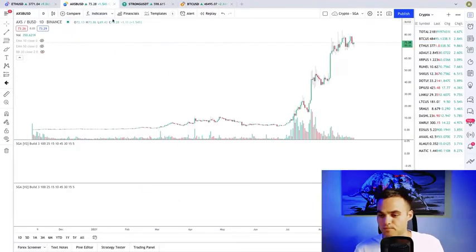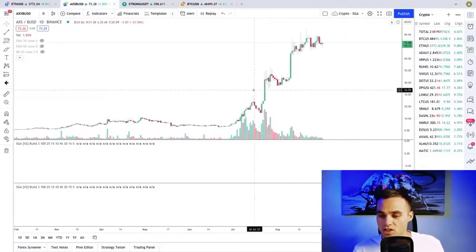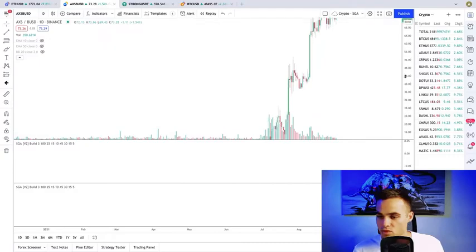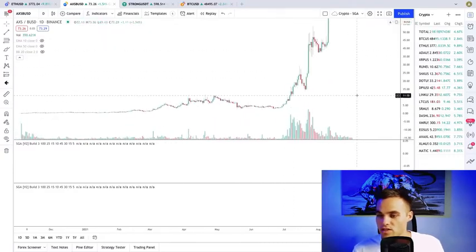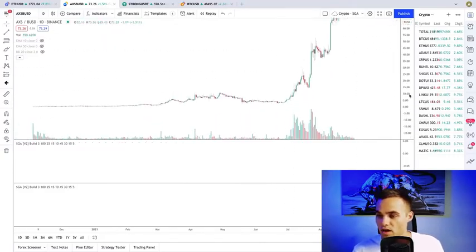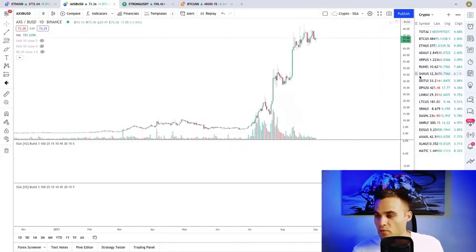What's actually happening here? There's something psychological happening, and it's really quite simple. So here's how we were able to get in on a coin like Axie Infinity before pretty much everybody else.